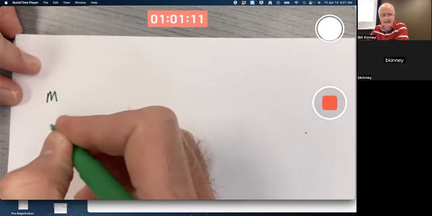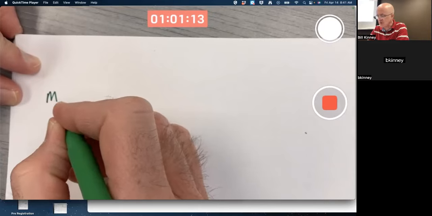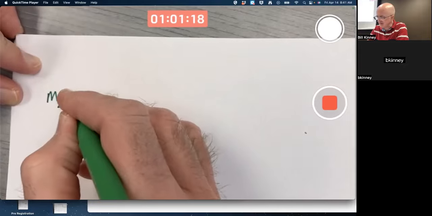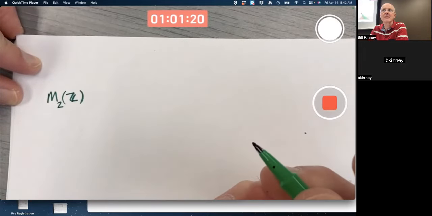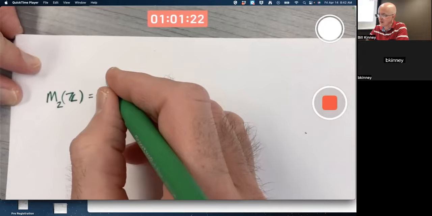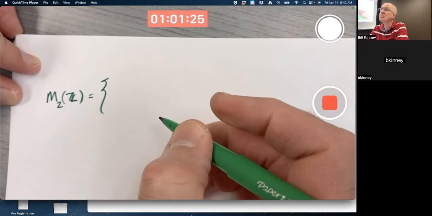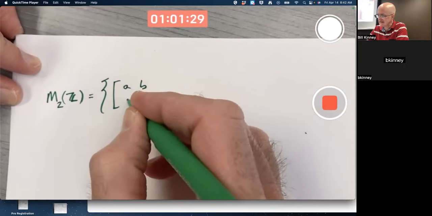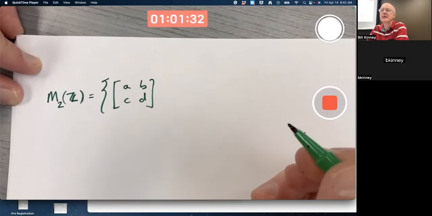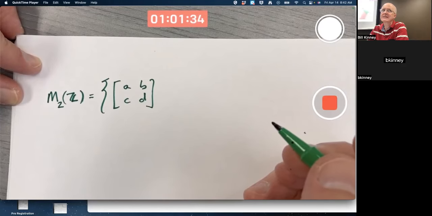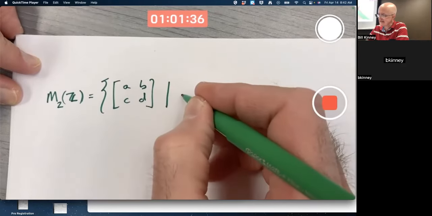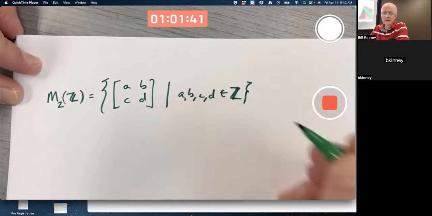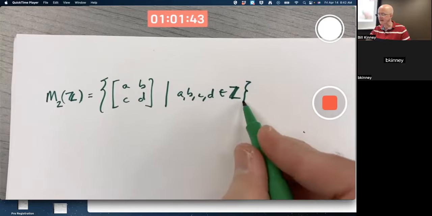If you write something like this, M2 Z, for example, as a set, this represents the set of all 2x2 matrices with entries from Z. Be careful here, though.